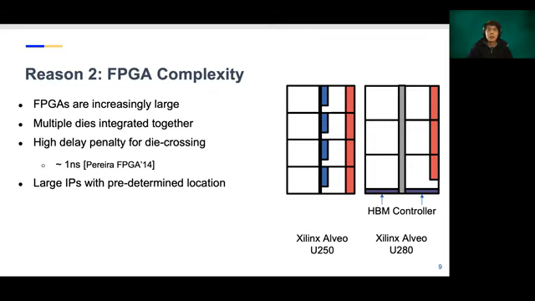For the latest FPGAs equipped with high bandwidth memory, the HBM controller is placed at the bottom of the device. Thus, the bottom die is more prone to congestion as all input and output must be routed towards the bottom part. Current HLS tools have barely considered the impact of such architecture features.